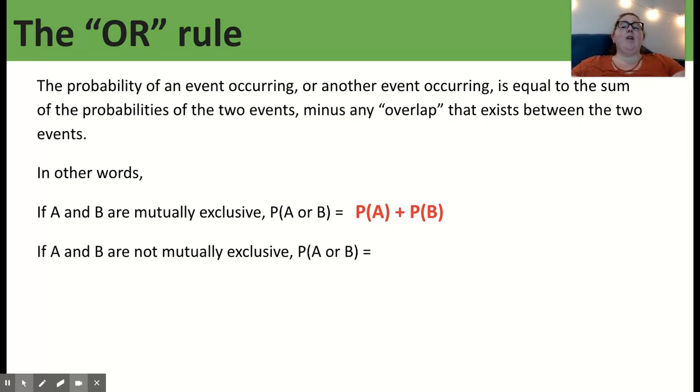But if they're not mutually exclusive, meaning that there's some overlap, those 2 things can sometimes happen simultaneously, then we have to account for that overlap. So the way we find that OR probability is by doing probability of A plus probability of B minus the probability of A and B, which is that overlap. And you'll see why we have to do that when we get to an example.